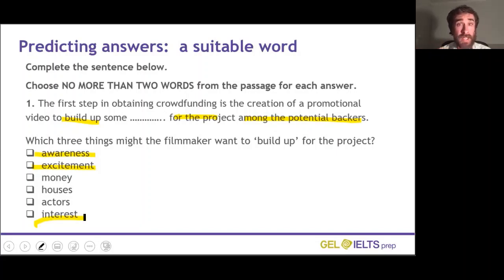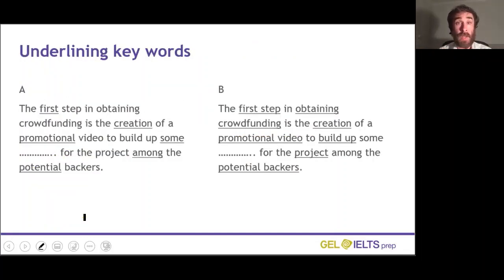So now we have an idea of the type of word we should be looking for in the text. Those three options, awareness, excitement, and interest, will not necessarily be the correct answer, but they fit into the category of the kind of word we should be searching for in the text. Before we look at the text, we need to know what part of the text to focus on. We don't want to read the whole text in detail just for this question. So we should underline some keywords in the question so we know where to look in the text.